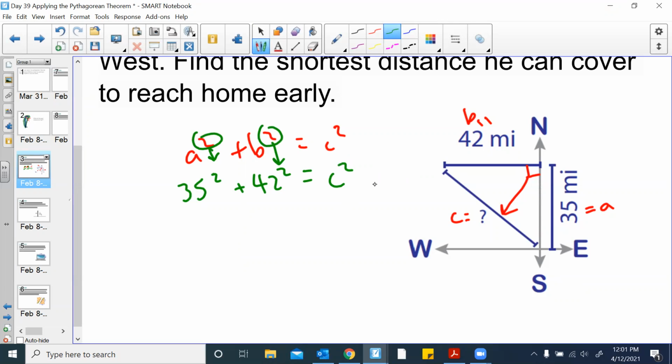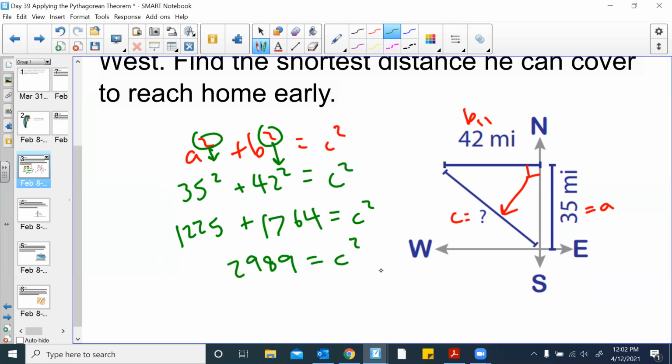Now you could do this the Desmos route, which we will do here in a few, or you can do it by hand. So 35 squared is 1,225. 42 squared is 1,764. And again, we don't know what C is. When we add our numbers together, we get 2,989, and that equals C squared.